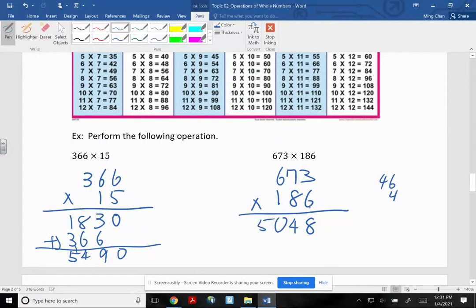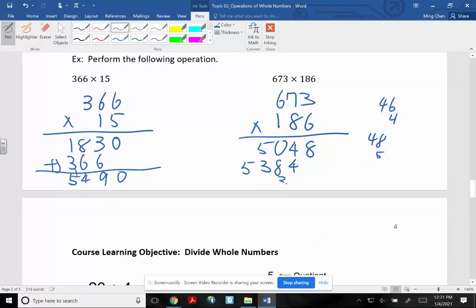All right, 8 times 3 is 24, put the 4 below the tens place, carry 2. 8 times 7 is 56, plus 2, 58, carry 5. 8 times 6 is 48. 48 plus 5, we carry 53.